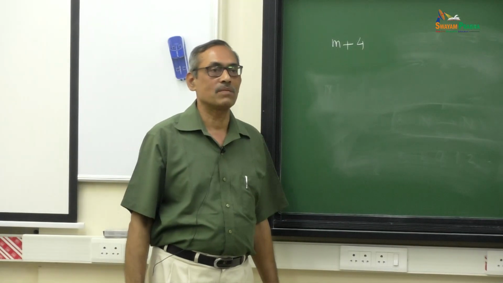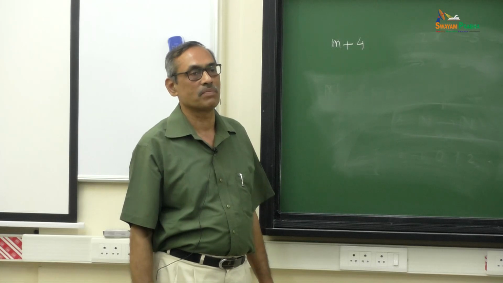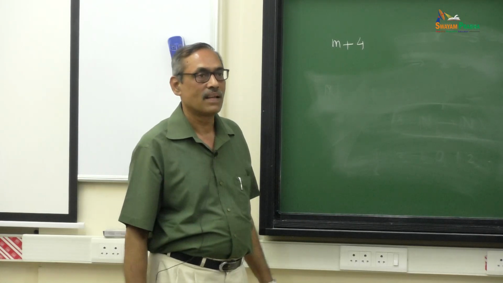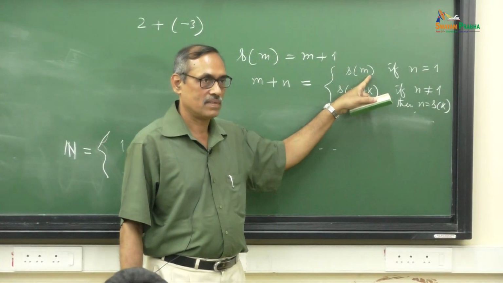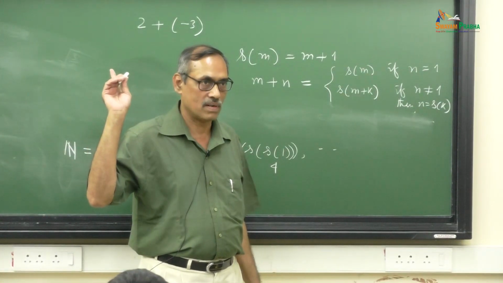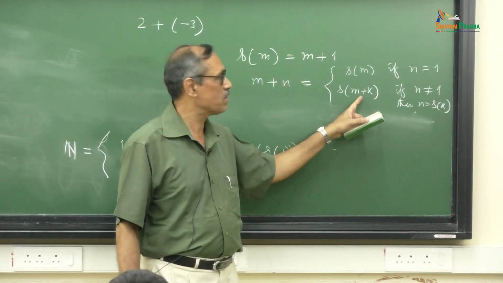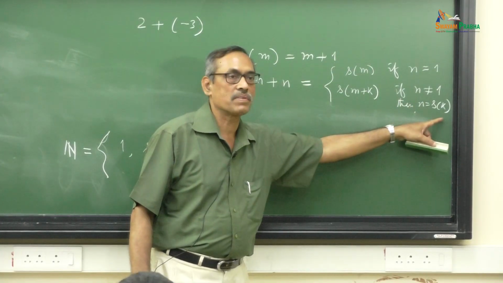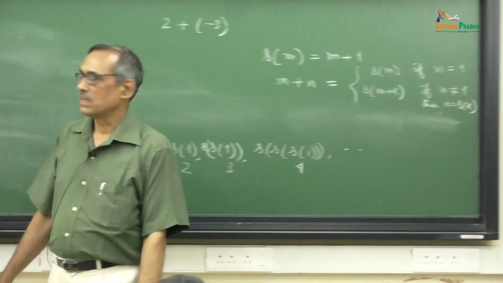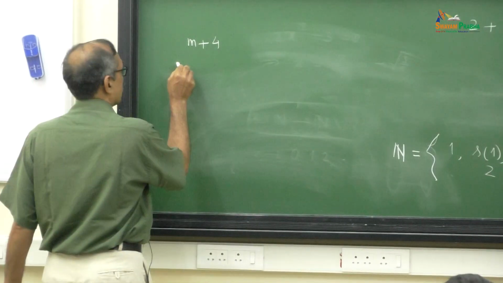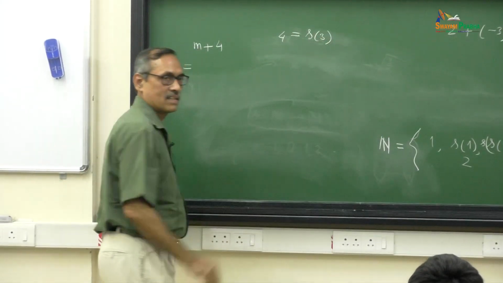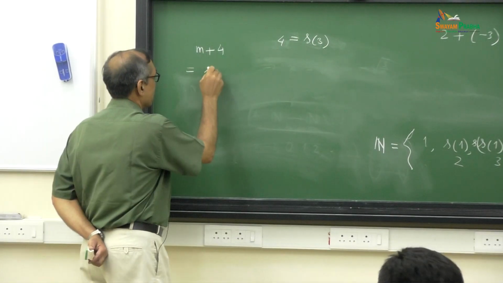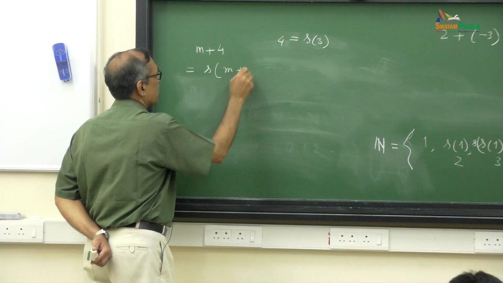Now, let us try to apply what we mean by m plus 4. Apply our definition. Now, m plus n, where n equal to 1, is s of m. But n is not equal to 1, it is 4. So what will it say? It will say n must be equal to s of k. Right? So what is this? This 4 is equal to s of 3. So I will write here s of m plus 3.